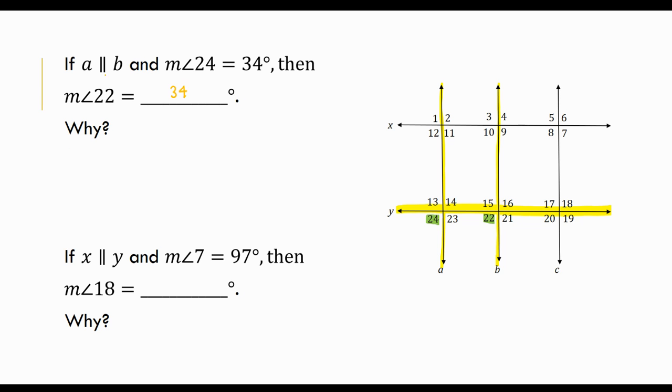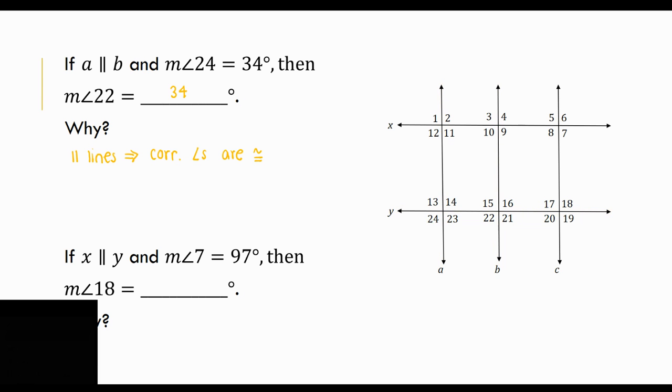So once again, our justification: we start with parallel lines because we're told that A and B are parallel. And once we know that, we figured out that these were corresponding angles. And so with parallel lines, corresponding angles are congruent. Okay, let's take a look at this next example.